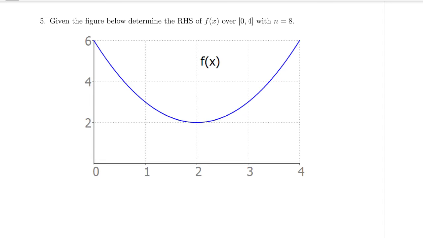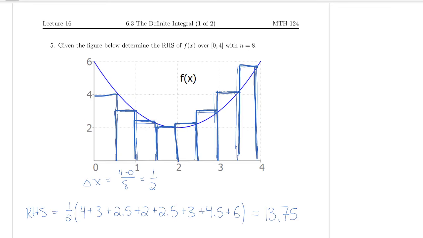So why don't you go ahead and pause and try this one on your own, and I'll fill in the details. So there you have it. Hopefully your work agrees with this.